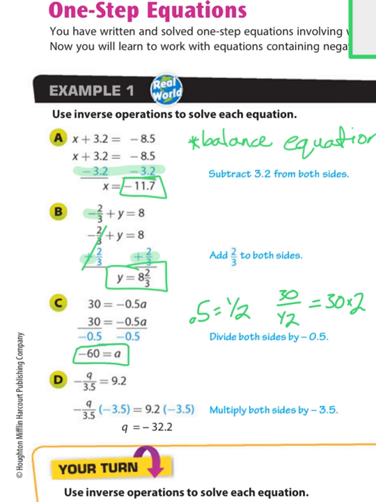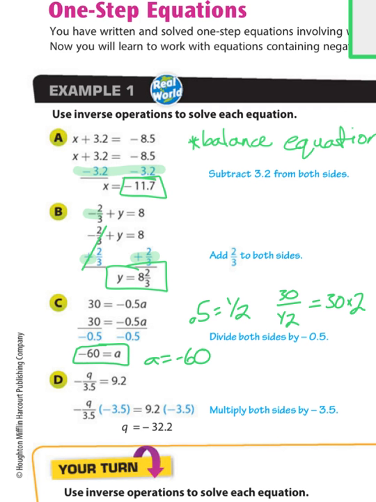It doesn't matter which order you write the variable and the number in. Sometimes it's easier to see this as a equals negative 60, but if you keep it the first way, that's fine. Okay, last example, negative q over 3.5 equals 9.2.